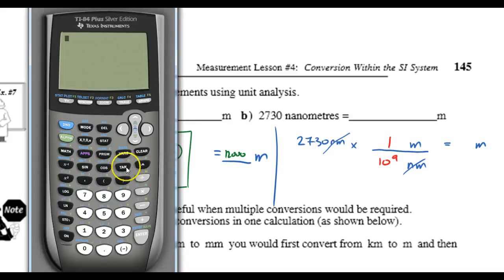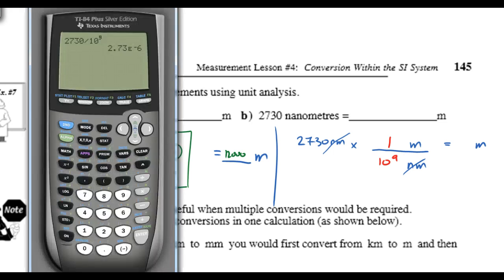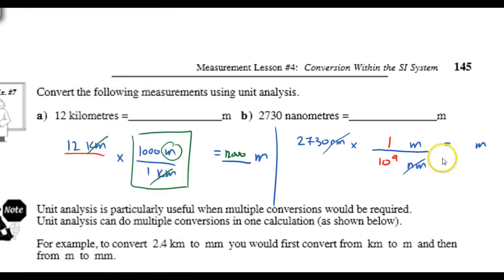So I'll get my calculator out here, and I'm just going to go 2,730 divided by 10 to the power of 9. And I get a really small number, as I expected. It's going to be, I already forgot it, 2.73 times 10 to the negative 6. So obviously a really small number.